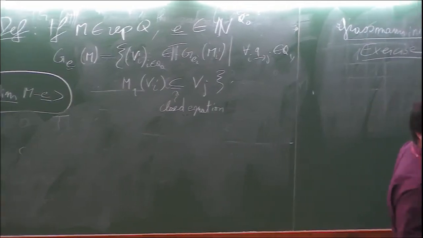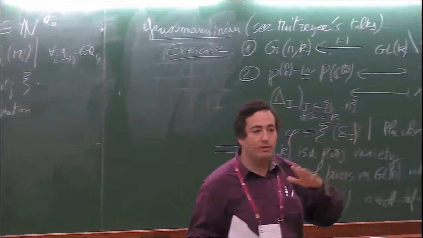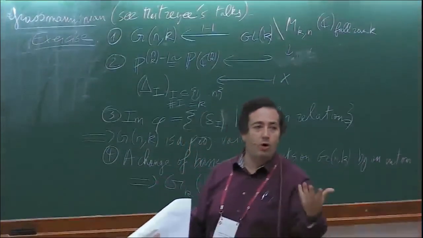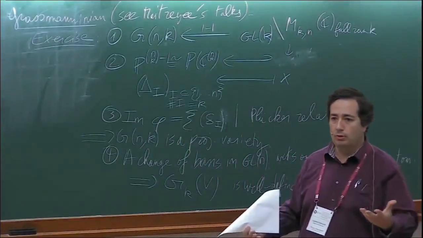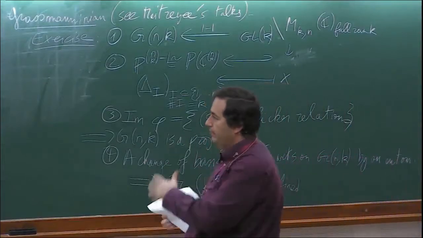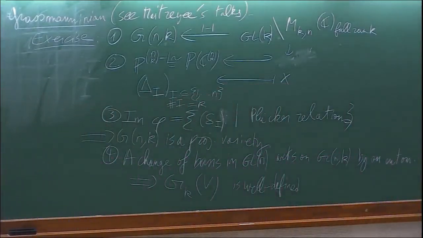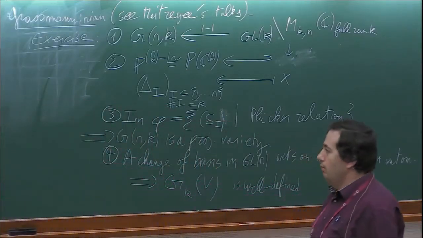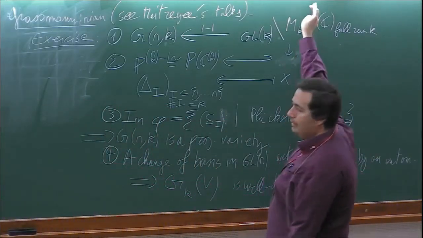So this variety is very well behaved with respect, for example, to intersection of subspaces or with respect to all natural operations you want to do on subspaces of vector spaces. Especially this is a closed equation. So let me tell you in one second why it's a closed equation. You need to go back to M K N.